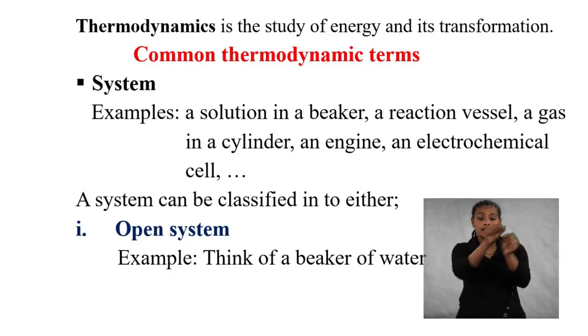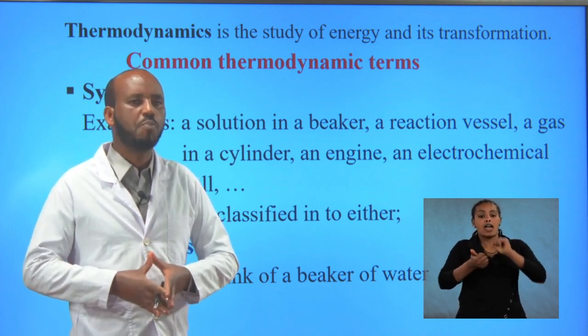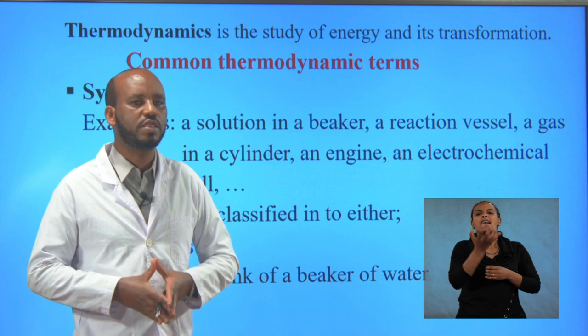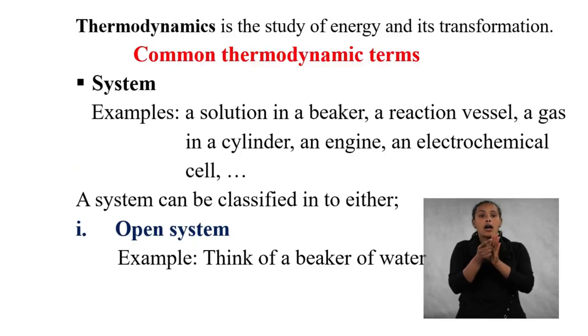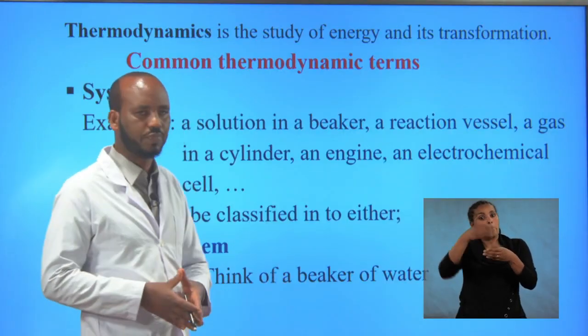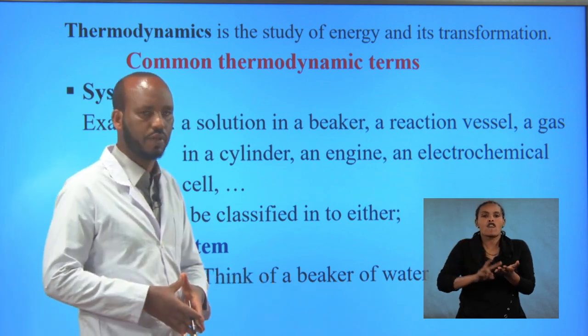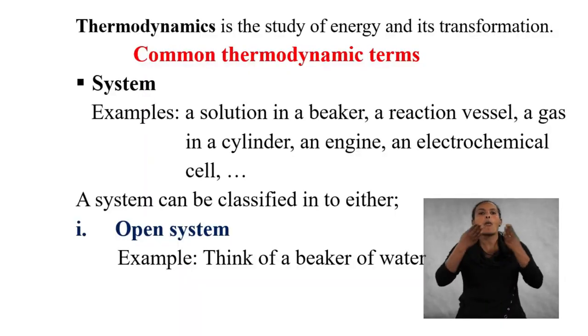A system can be classified into either one, open system. Open system is a system which allows exchange of both matter and energy with the surrounding. For example, a beaker of water. This is an example of open system because matter can get in, matter can get out, water can evaporate. Therefore, a beaker of water is an example of open system.